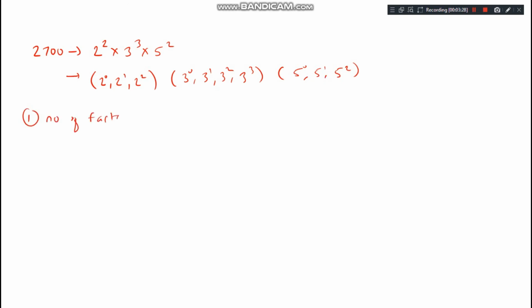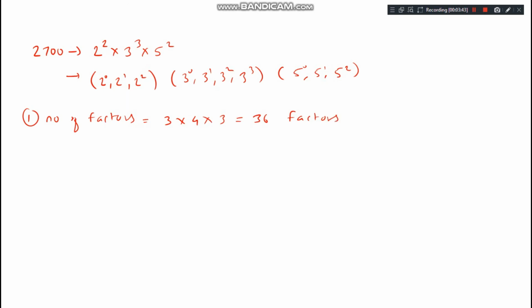Now the first question, number of factors. The number of factors is all combinations. So 3 from the first bracket, 4 from the second bracket, and 3 from the last bracket, and that gives you 36 factors. So 2700 has 36 factors.